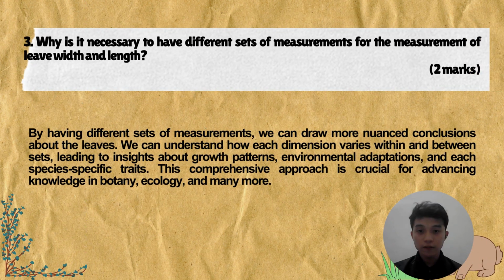The last question of the post-lab questions is, why is it necessary to have different sets of measurements for the measurement of leaf width and length? The answer is, by having different sets of measurements, we can draw more nuanced conclusions about the leaves. We can understand how each dimension varies within and between sets, leading to insight about growth patterns, environmental adaptations, and specific traits. This comprehensive approach is crucial for advancing knowledge in botany, ecology, and many more.